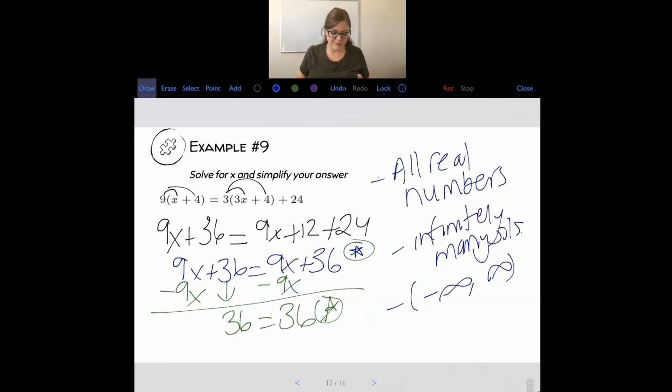Okay, so you may have noticed that the 9x plus 36 equals 9x plus 36, whatever value of x you plug in, the left will equal the right. Or if you keep going and you get a true statement like 36 equals 36 or 5 equals 5, that's your cue that it's all real numbers.